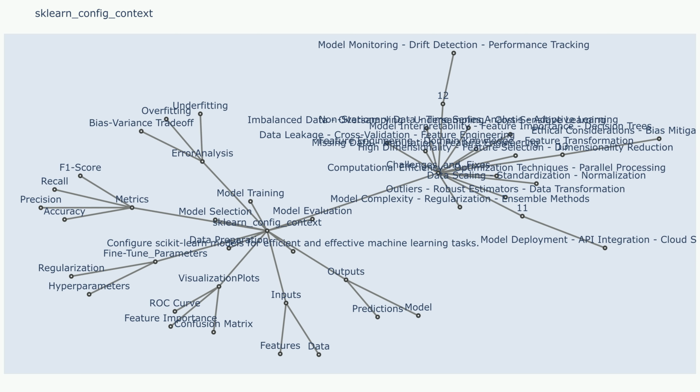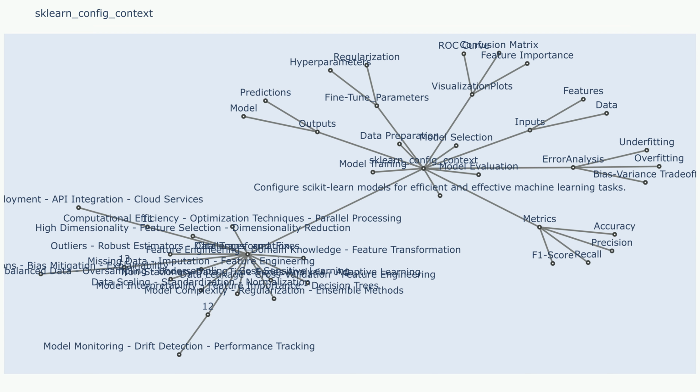Inputs. Data: the input data, usually in the form of a pandas data frame or NumPy array, containing features and target variables. Model parameters: the hyperparameters of the chosen machine learning model, such as the number of estimators in a random forest or the regularization strength in a linear regression.